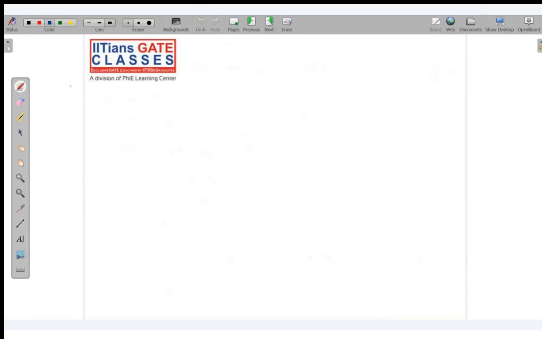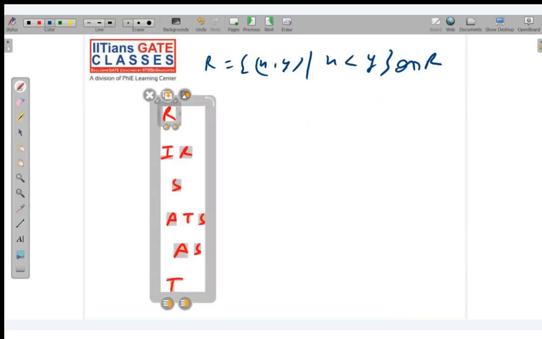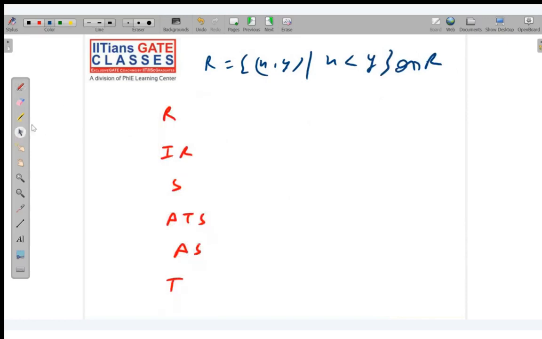Okay, so the next question is the same question. The only difference is that in place of less than or equal to, we will say strictly less than on the real numbers. So, is it reflexive? No, this will go wrong this time, because the equal sign is not there. So 2 cannot be there.